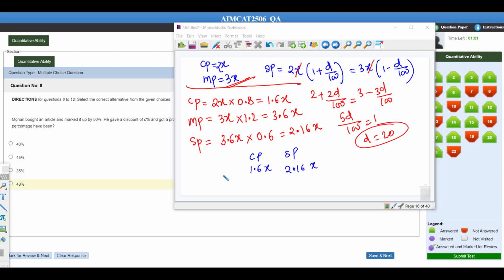So over here, this x and x will get cancelled out. The ratio is going to be how much? 160 is to 216. That is equal to, divided by 8, 20 and 27. That is equal to how much? 8 rupees profit on 20, into 100. That is 40% is the profit, everyone.